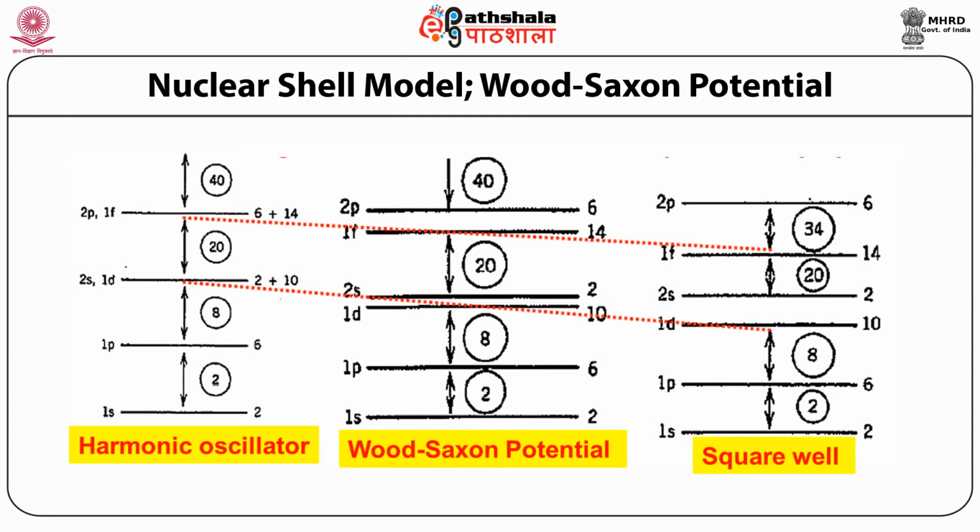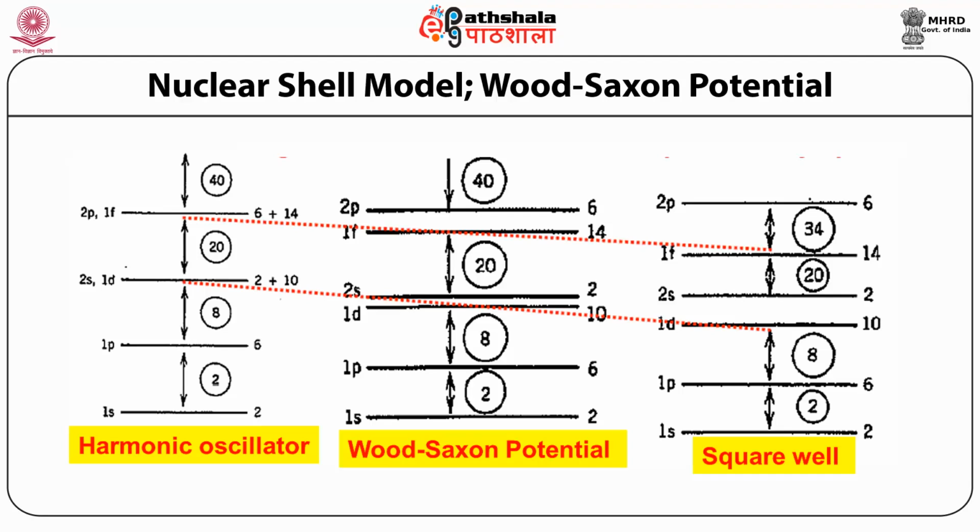Nuclear shell model, Woods-Saxon potential. In this slide we compare what we have obtained as the solution of the Schrödinger wave equation for 3 nuclear potentials: the harmonic oscillator potential, the Woods-Saxon potential and the square well potential. For all 3 potentials the energy states are shown, and the number of nucleons, neutrons or protons, filled at these energy states are also shown.